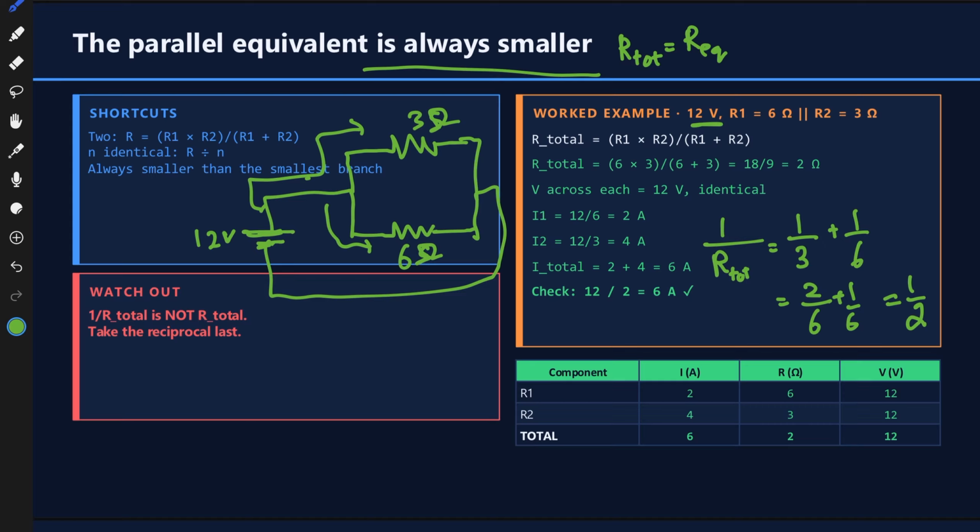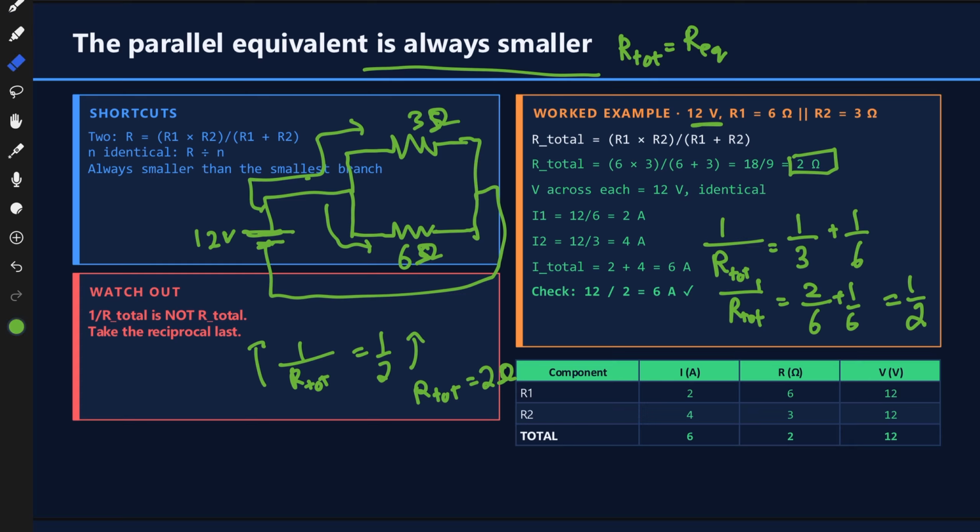And with that, our 1 over R total is equal to 1/2. So if 1 over R total is equal to 1/2, right? If we invert both sides of this equation, R total is equal to 2 ohms. Okay, and there you go.